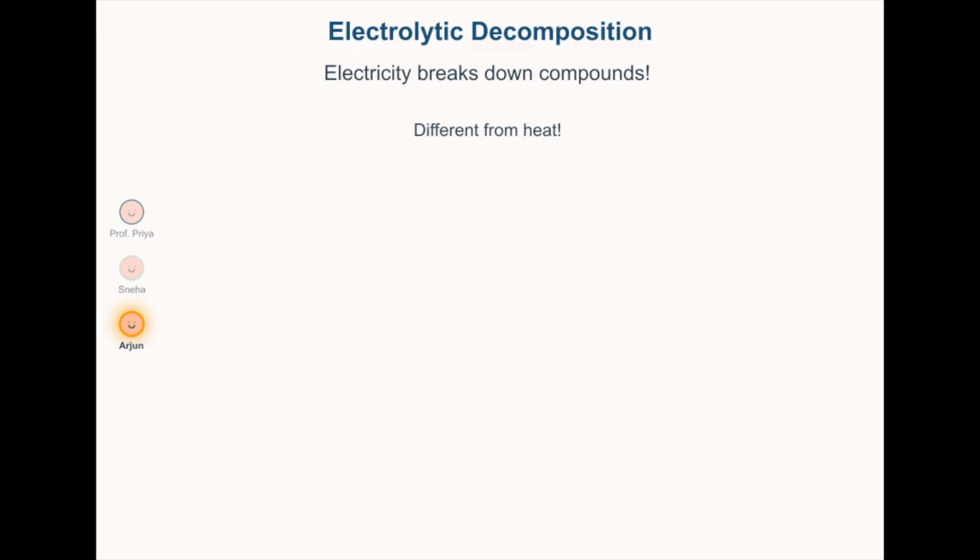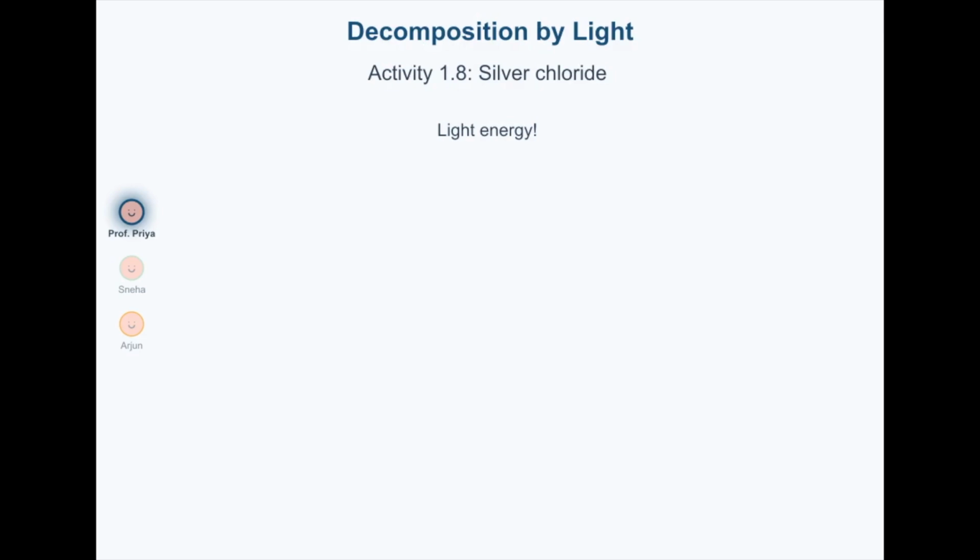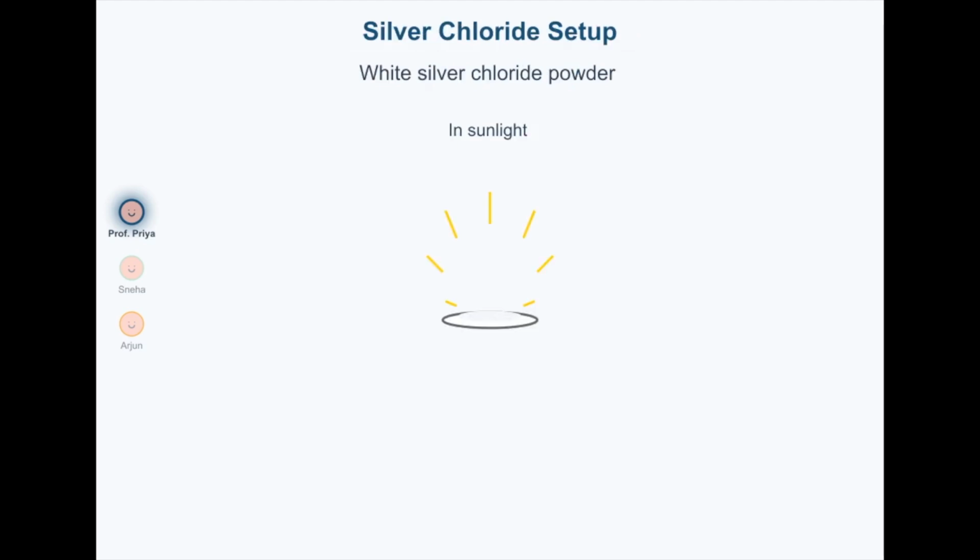So electricity can break down compounds too, not just heat. This is called electrolytic decomposition. Excellent understanding. Now let's see decomposition by light energy. Activity 1.8 uses silver chloride. We place white silver chloride powder in a china dish and expose it to bright sunlight.